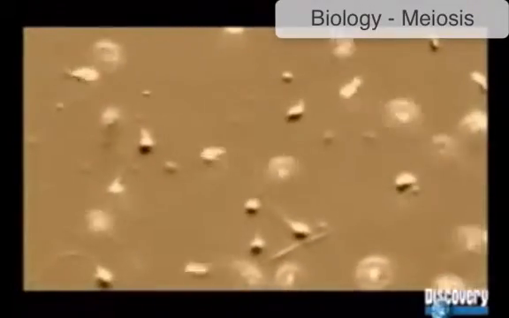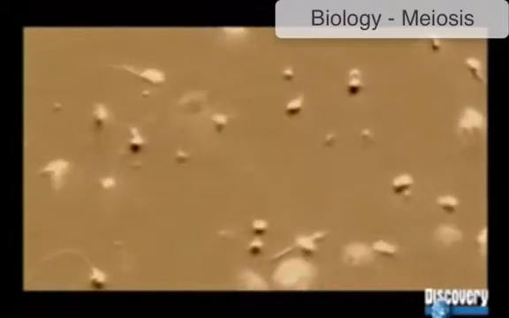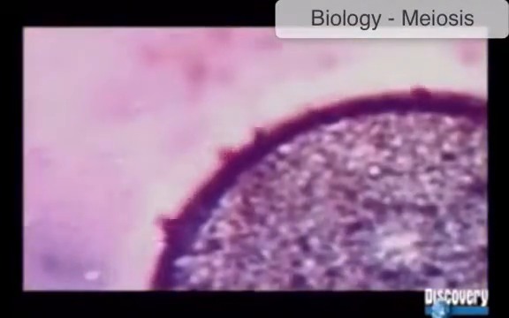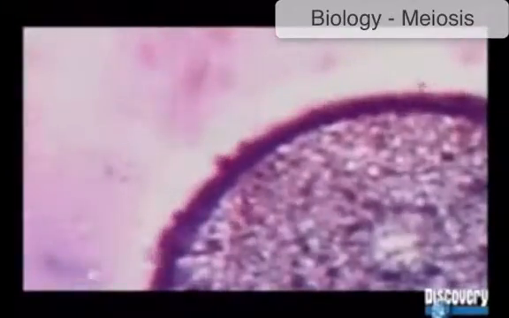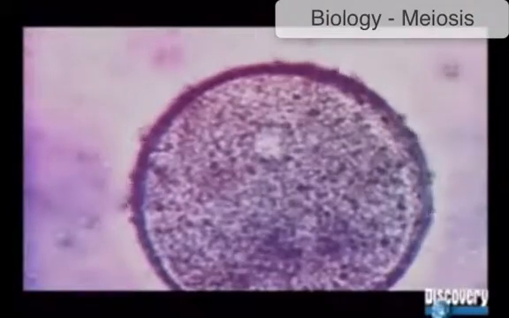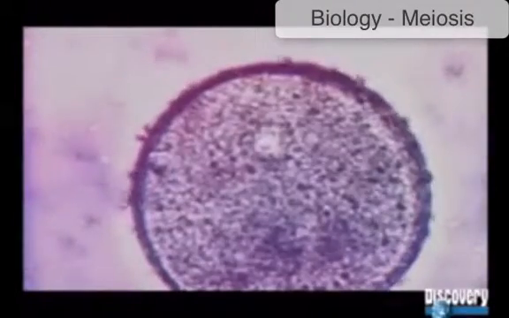Around the time that Walter Fleming was studying the cell division process, biologists already knew that fertilization resulted from the union of 2 sex cells, sperm and egg. What they didn't know was why these were the only types of cells in the body capable of reproducing new life. What made them different?